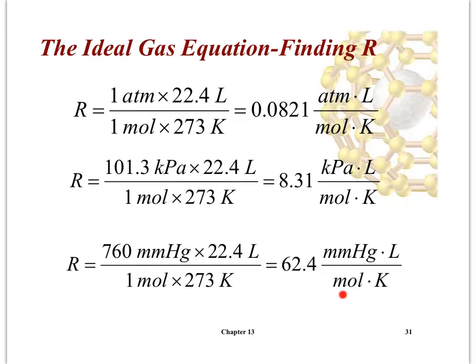So this is the one that we got in our lab, 62.4 millimeters of mercury times liters per mole Kelvin. In kPa, it's 8.31 kPa times liters per mole Kelvin. In terms of ATM, it's 0.0821 ATM times liters per mole Kelvin. So these three numbers are the ones that you need to memorize in order to be able to use them on your test. But if you forgot them, you can calculate them this way.